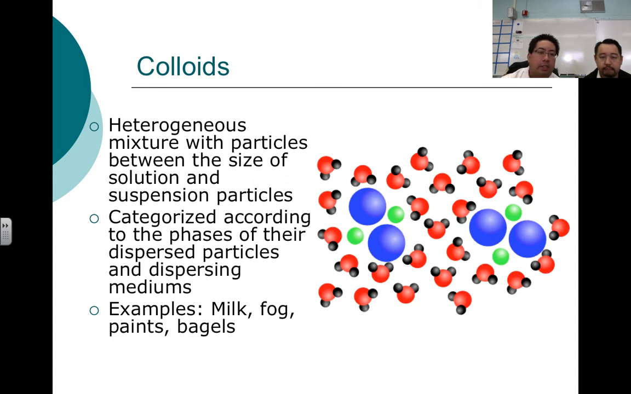We also have colloids, and these are heterogeneous mixtures with particles that are kind of intermediate between suspension particle size and actual solution particle size. Right, and as a result of this, these do stay floating around inside of a solution. They're basically small enough where the random motion of running into each other and solvent particles keeps it in solution. Examples of these would be milk, fog, paints, bagels. I'll talk a little bit more about the fog later, actually.